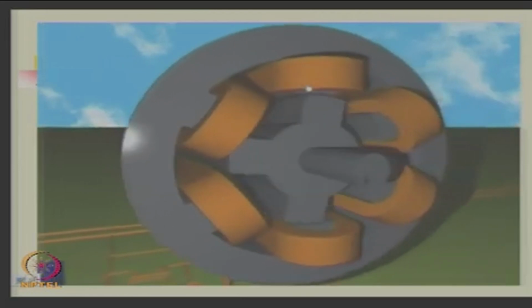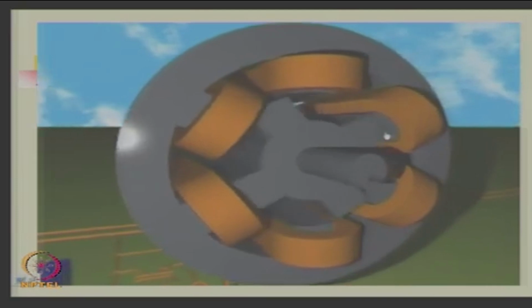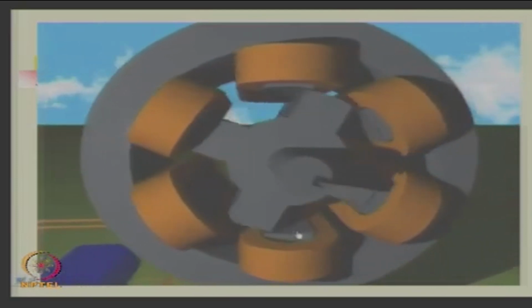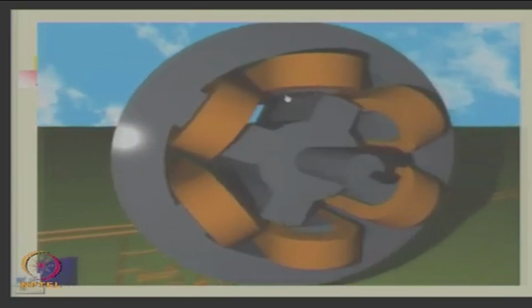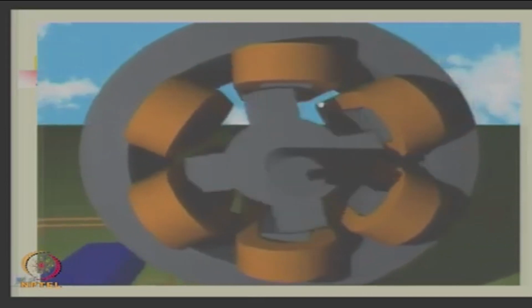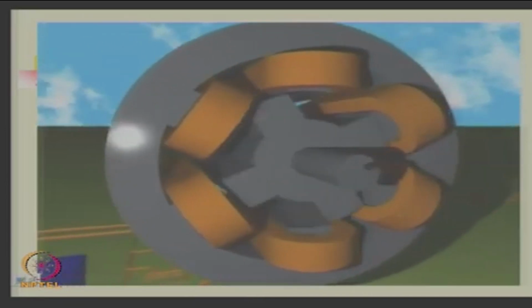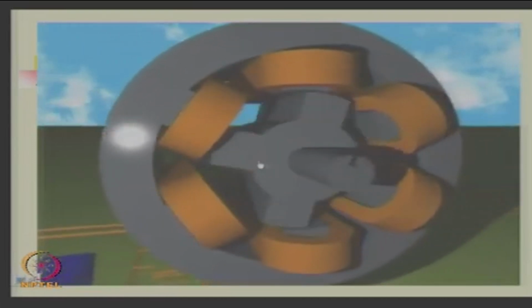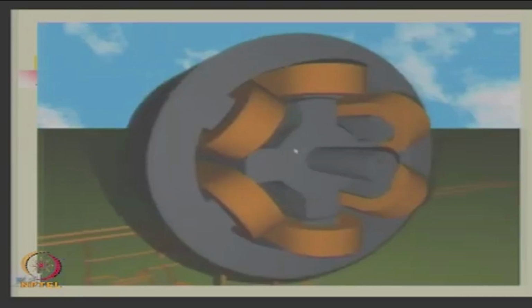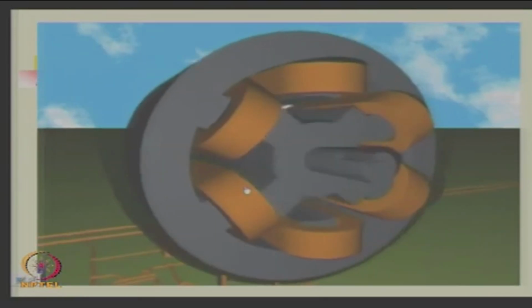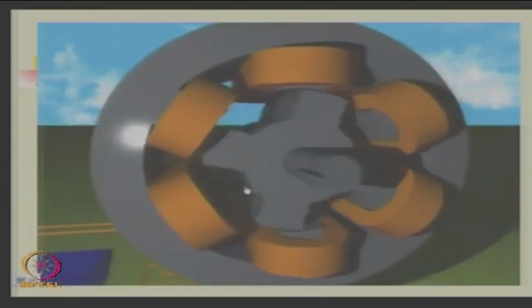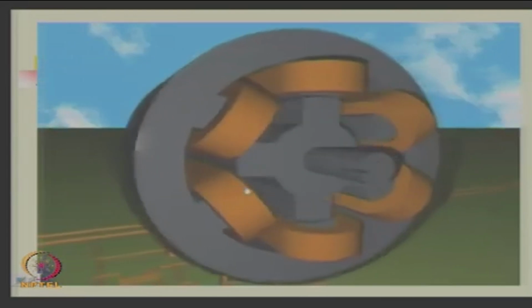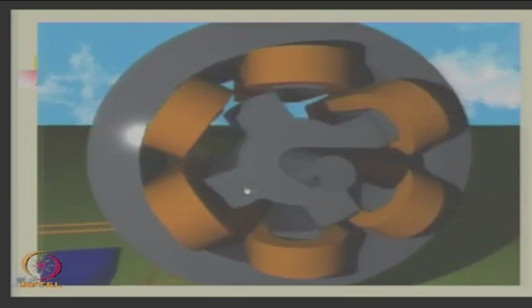These red ones are the coils wound on these poles, and the rotor will just keep rotating as you excite each of them. I think you are aware of how it rotates. It basically tries to align with each of these poles, okay. Is it clear? You have seen it rotating, okay.